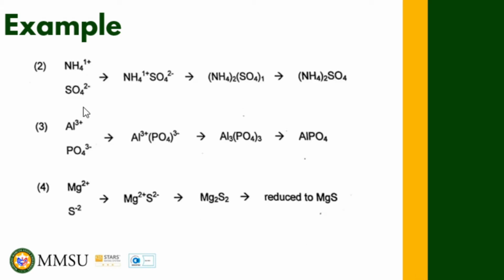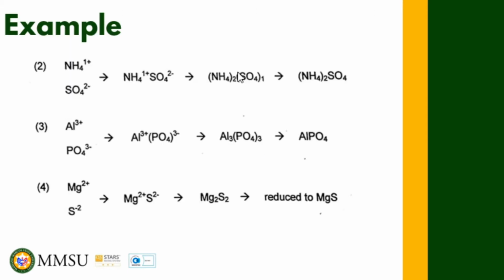So, another example, we have here NH4 na may charge na positive 1 and then SO4 na may charge na negative 2. So, combining NH4 positive 1 and then SO4 2 negative, and then doing the crisscross method, we have open and close parentheses, NH4, then 2, and then SO4 na may 1. So, since yung subscript niya is 1, then no need na lagyan ng parentheses. Understood na meron 1 atom for SO4.